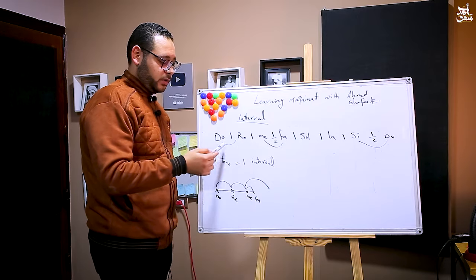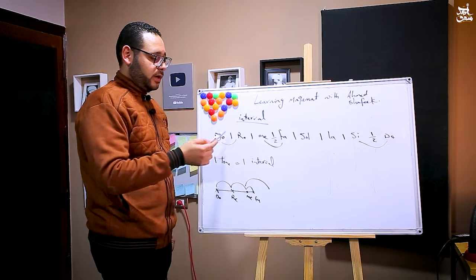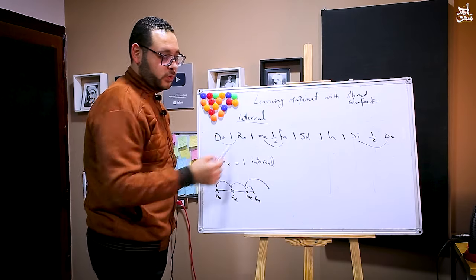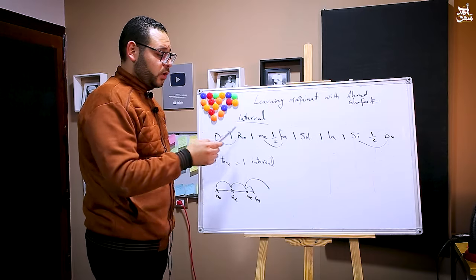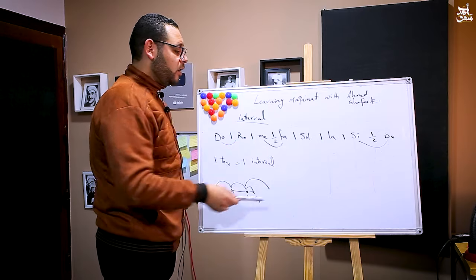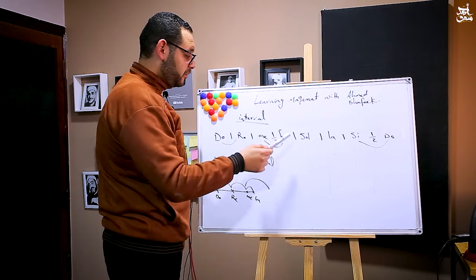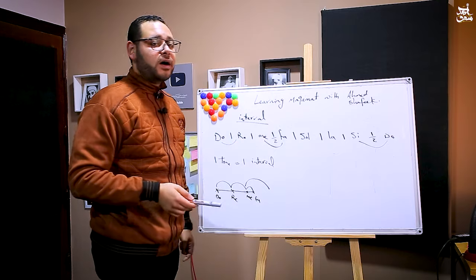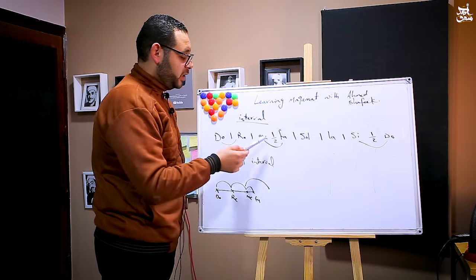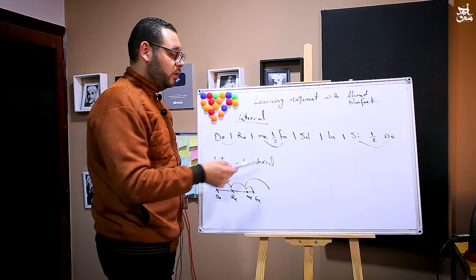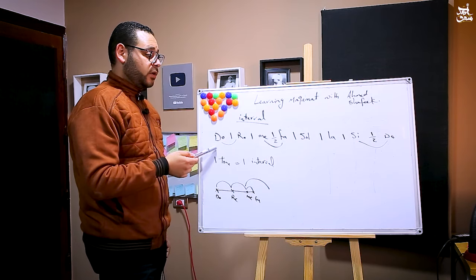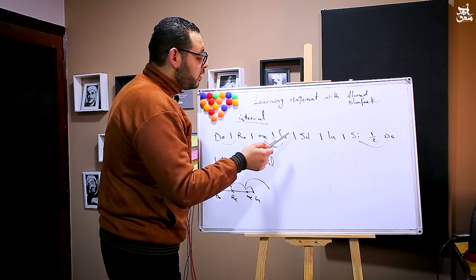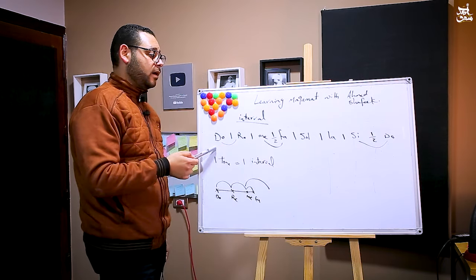Mi, re, do, mi, re, do. Again, mi, re, do. We will go for the fourth tone. Do, re, mi, fa. Do, re, mi, fa. Return. Fa, mi, re, do. Fa, mi, re, do. La, la, la, la.